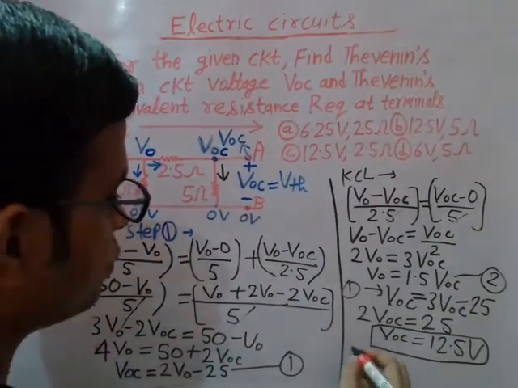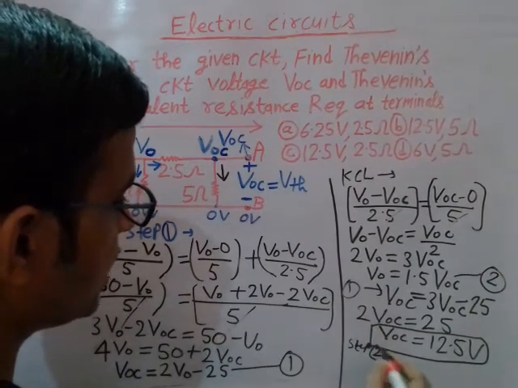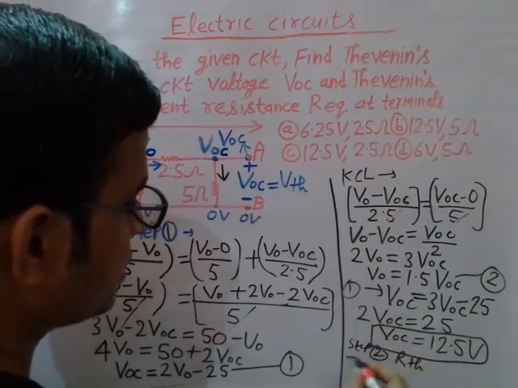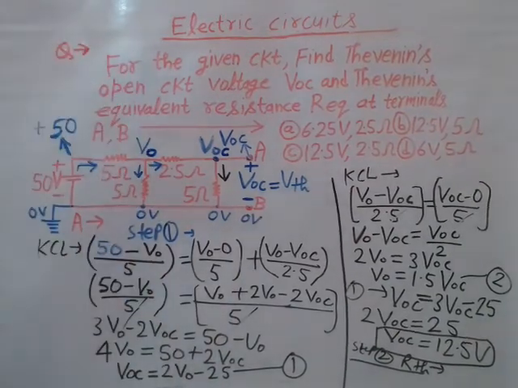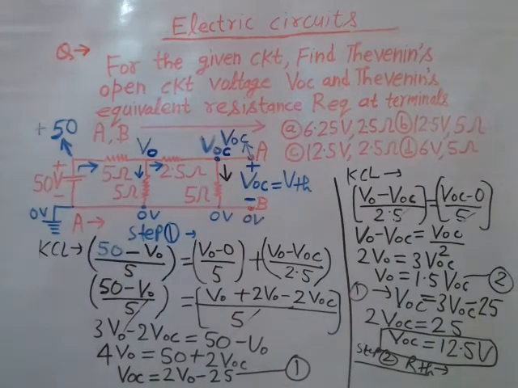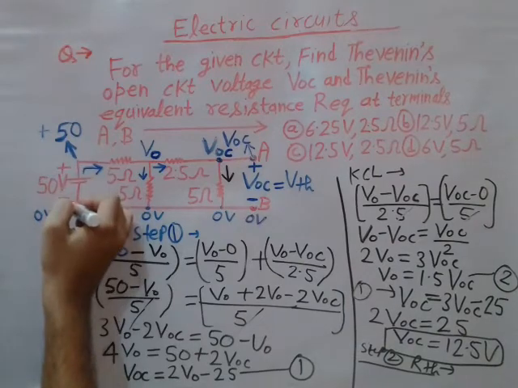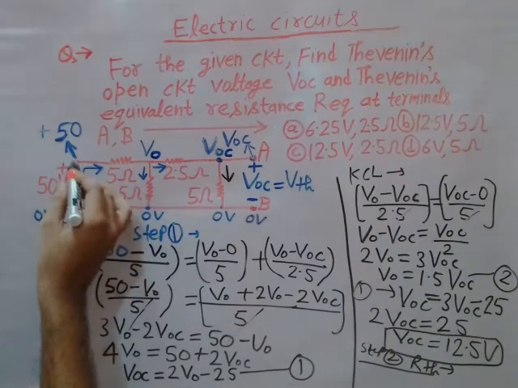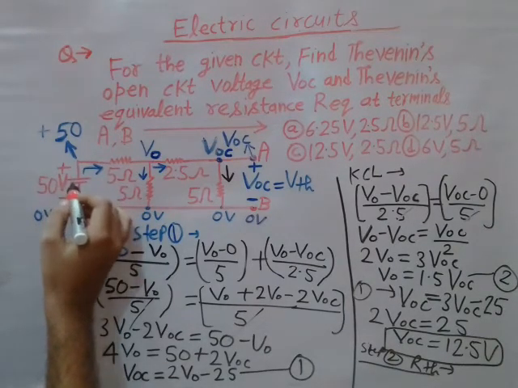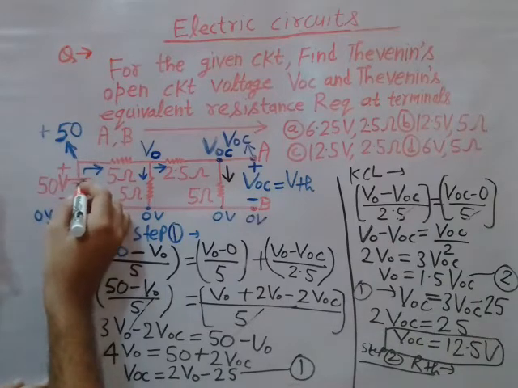Now step number 2 is calculation of RTH, right? How to calculate RTH? I told you, if you want to calculate RTH, then you have to deactivate the independent sources, right? Here only one source is present. This source is a voltage source, and that too independent. Why is it independent? Because it has a fixed value, 50 volt. It's a constant. It's not going to change, right? That's why I said it's independent.